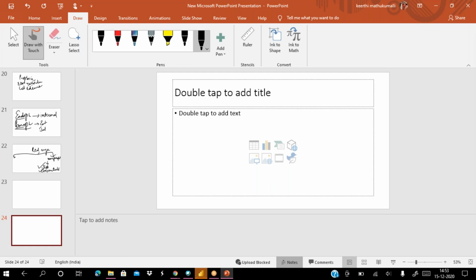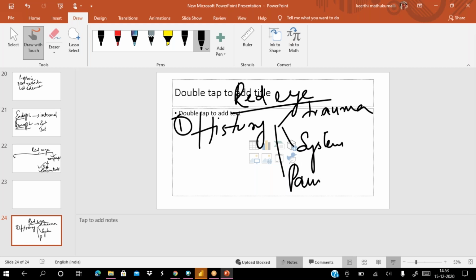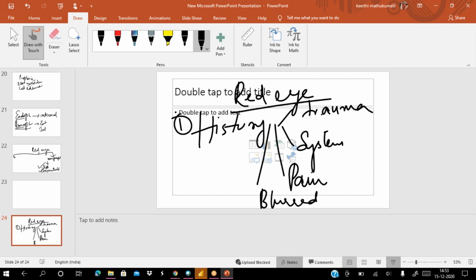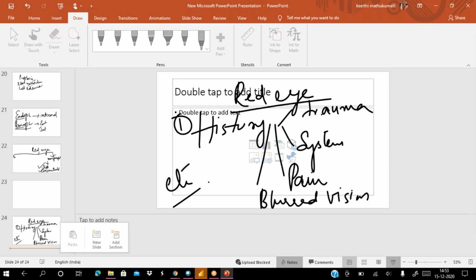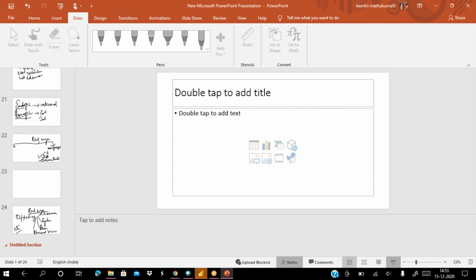Now, when a patient comes to you with red eye, what you are supposed to do. First, take proper history, the history of any trauma or any systemic diseases. Any history of pain the patient is having. Any blurred vision with the patient. The remaining history, as usual, which you take normally. So, take proper history.